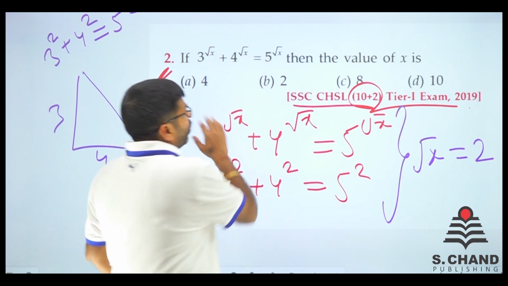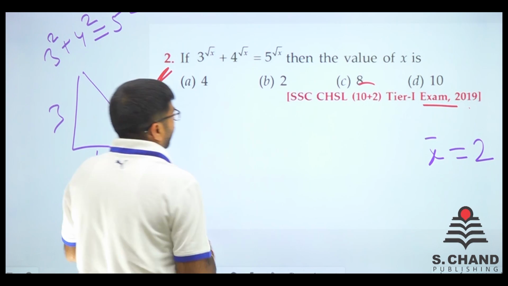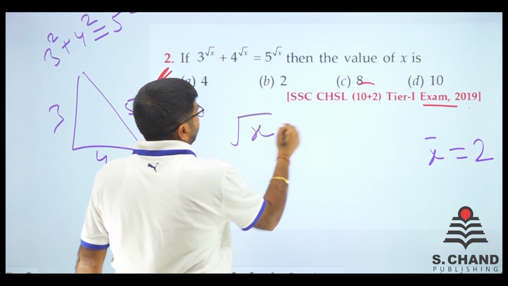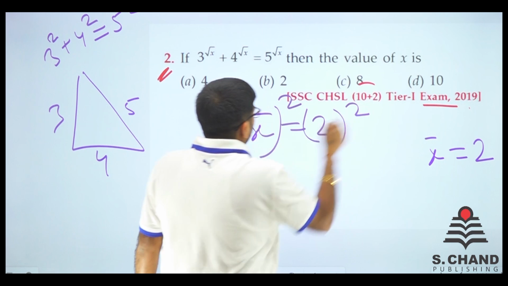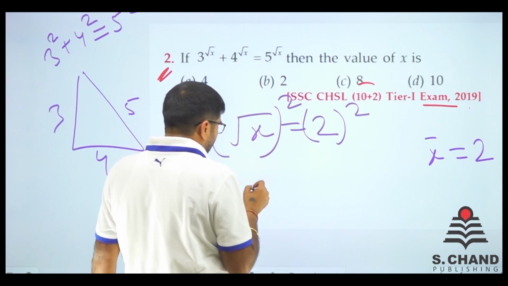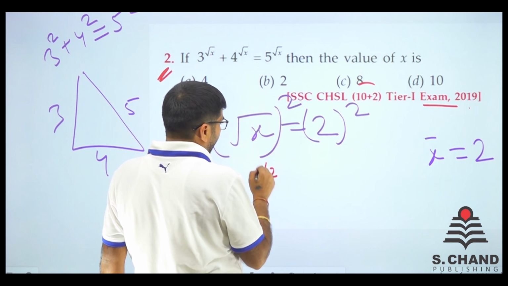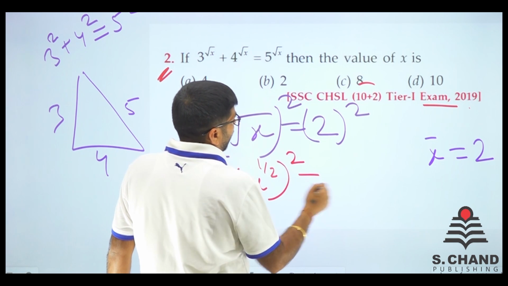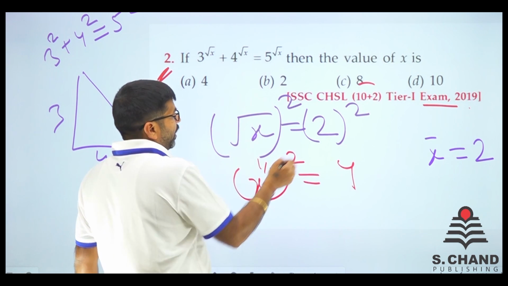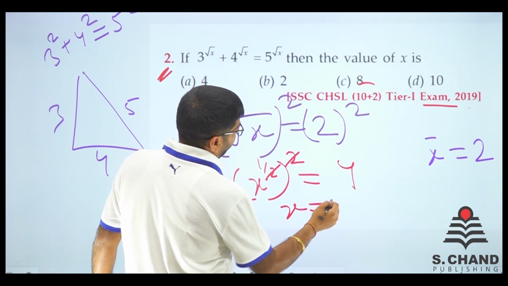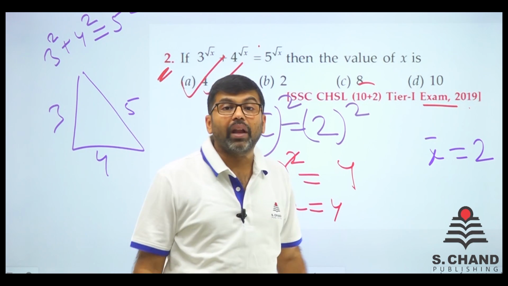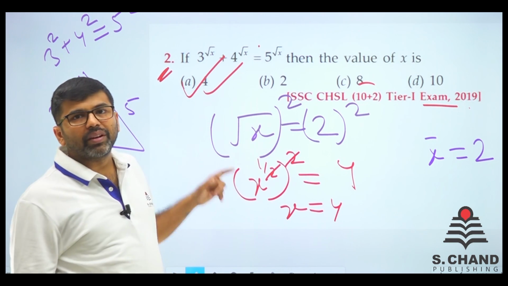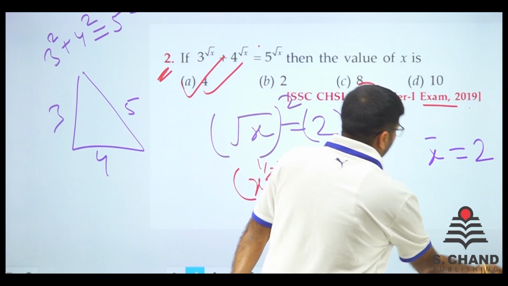If root x is equal to 2, just take the whole square on both sides. So this root x, right? If you remember, that was x to the power 1 by 2, and it is 4. So 2 and 2 get cancelled out. So x is equal to directly 4. And the answer to question number 2 is 1, that is, A. Now do you understand? Let's do a similar question.